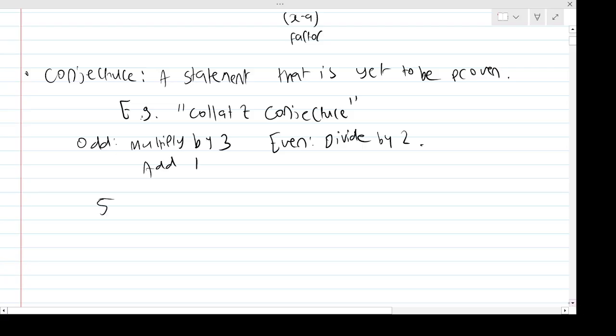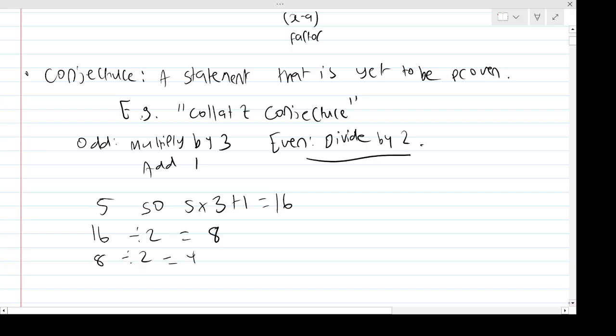Well, 5 is odd. So, because it's odd by this rule, we multiply by 3. So 5 times 3, and then we add 1. That's 15, add 1, which is 16. Now, 16, that number is even. So we divide by 2, and that gets us 8. And then 8 is even, so we apply that, and then divide by 2, by that rule. And then we get 4. 4 divided by 2 is 2, and then 2 divided by 2 gets us 1. And it converges.